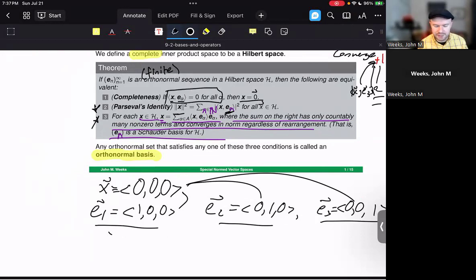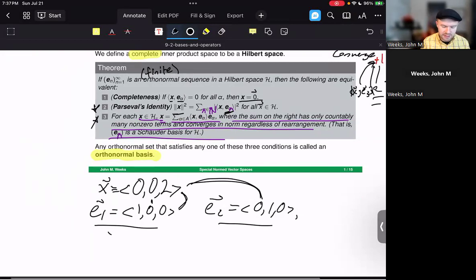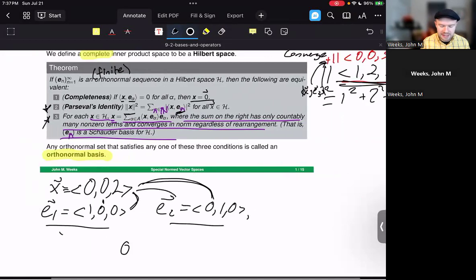If the inner product of that vector with any of the vectors inside of this orthonormal sequence is equal to 0 for all possible elements, then the vector x is the 0 vector. For example, let's say that I had the vector 0, 0, 2, and I checked its inner products with E1 and E2. Its inner products with E1 and E2 are both 0. Inner product with x and E1, that's 0. Inner product with x and E2, that's also 0. So I might be forced to conclude that the vector x is equal to the 0 because its inner product is 0 with every single vector inside of the orthonormal sequence.